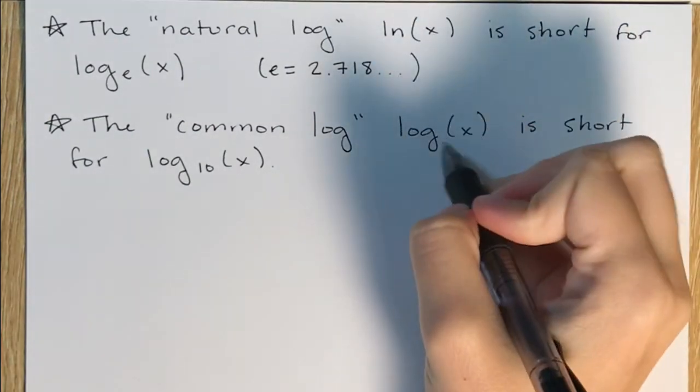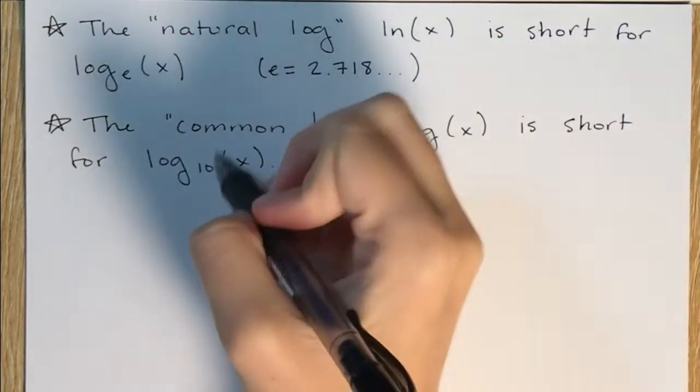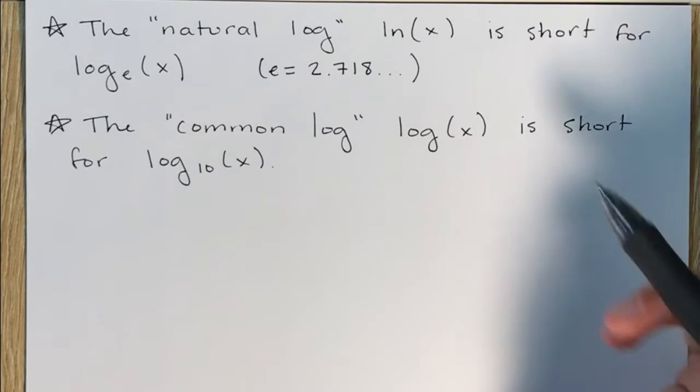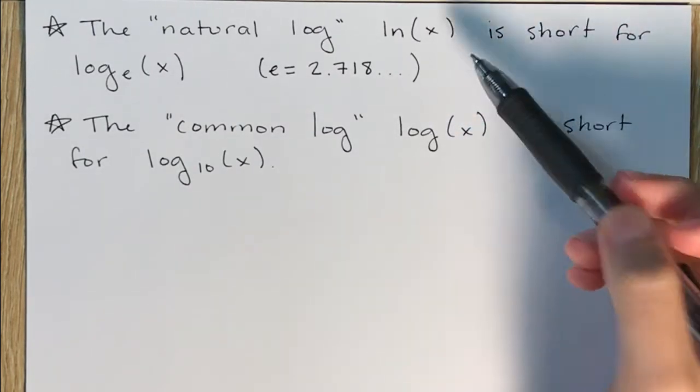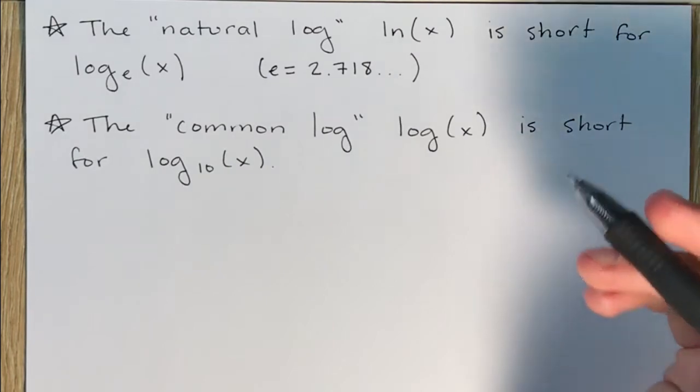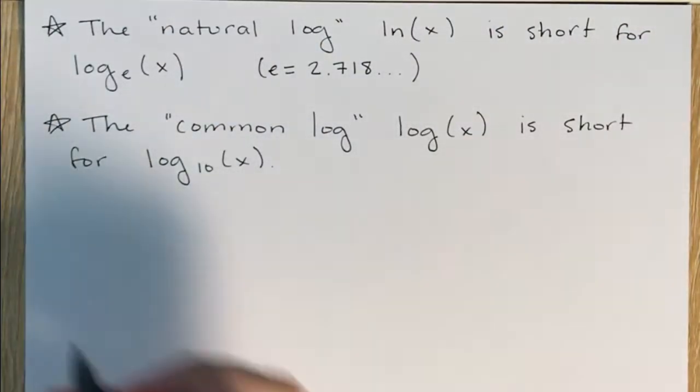So if we ever are missing a base, we know that it's 10. We're talking about log base 10 there. That is also a very important logarithm. If you see logs out in the real world, you're most likely to see the common log, but natural log will show up every so often as well. So let's look at a couple of examples of this.